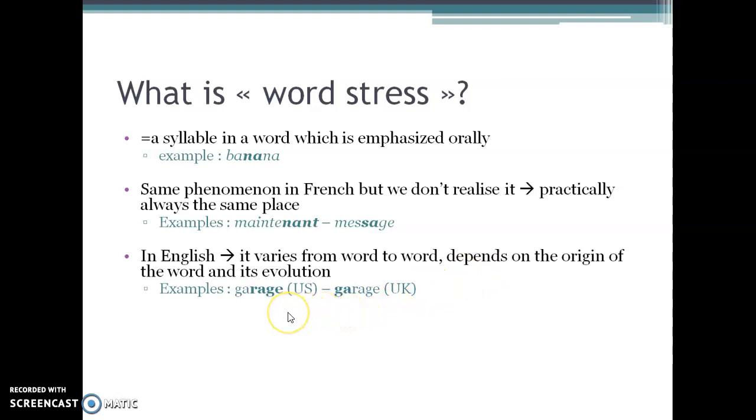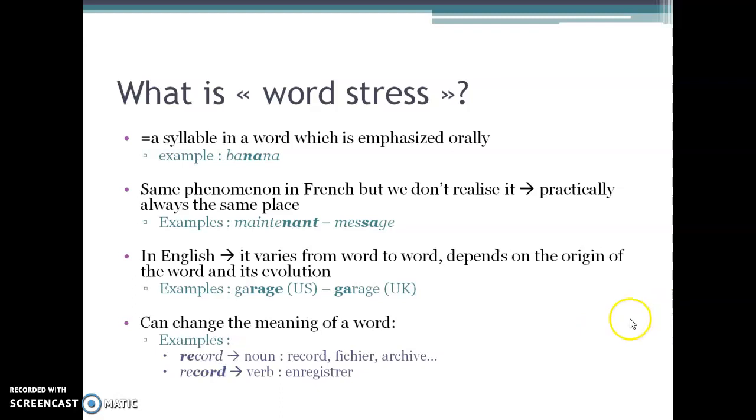For example, if you take the word garage in French, in American English it will be pronounced garage, while in British English it will be pronounced garage, with the first syllable stressed. So that's why it's so difficult for us to grasp this notion.